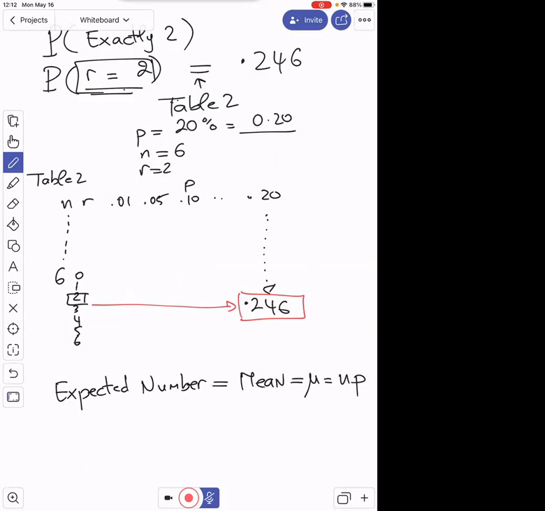The standard deviation, just to remind you of the formula, is the square root of n times p times q, where q is 1 minus p. So your p is 20% or 0.20. So that's 1 minus 0.20, so that's 0.80.